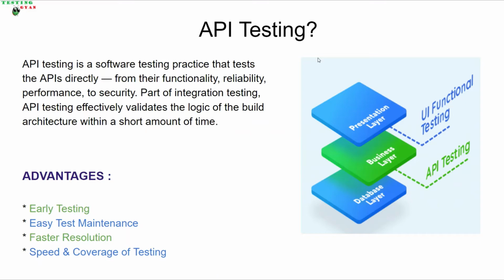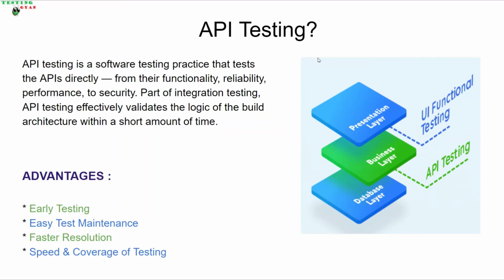Then, because of all this, as we are doing early testing, the resolutions are also fast. So faster resolution is also one of the advantages, where as soon as we identify some issue in the request, we report it and it will be resolved. And at last, as this is an early process, it increases the speed of our testing, and it also increases the coverage scope, as we are not just verifying the UI scenarios, we are also verifying their backend functionality.